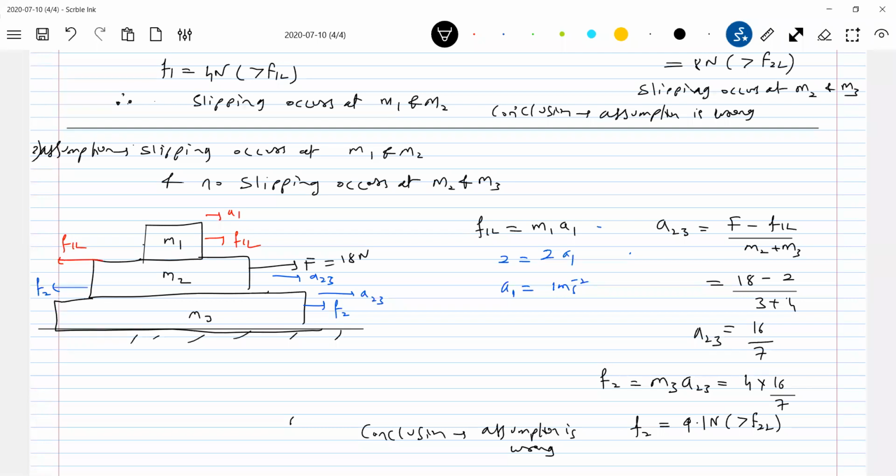Shall I tell you one thing? Whenever you get a block upon a block, first you should calculate the limiting friction. Once you get the limiting friction, then you just assume. But don't assume that M1 will move towards the left and M2 will move up. Assume something practically possible. You need common sense.